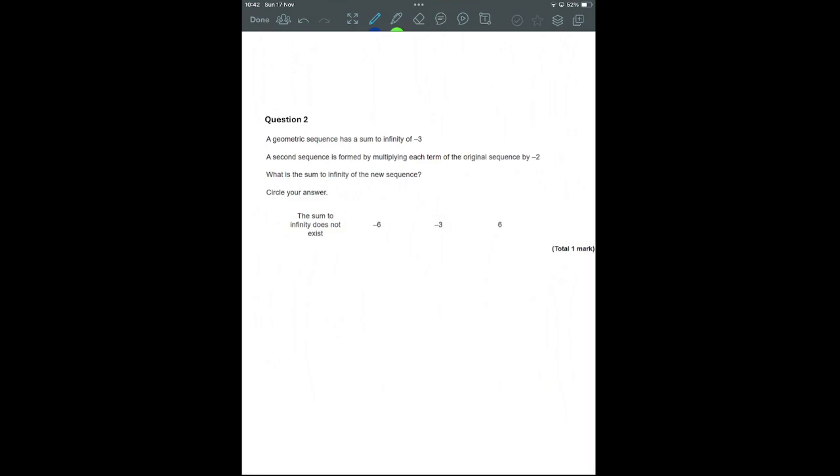Question 2. We have a sum to infinity of a geometric sequence of -3. Every term is multiplied by -2. What's the sum to infinity of the new sequence? Well, with negatives, it can be a little awkward to think about. But if you imagine the sequence and you just double every single term and add them all up, well then your final answer will be doubled. But we're going by -2, so we're simply multiplying every term by -2, so therefore the sum to infinity has to also be multiplied by -2.